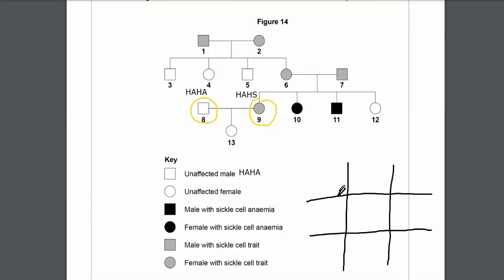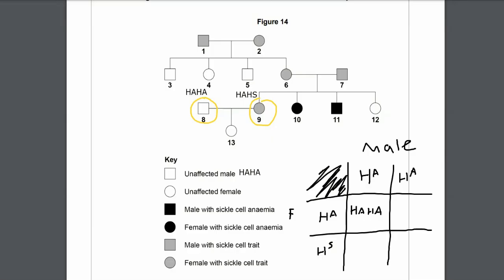I draw a Punnett square like this, noughts and crosses board, scribble out the first one, write male to identify the male. We've got HAHA. Now female, I can only fit an F on here, and we're going to do HAHS. And now determine the genotype, the combination of genes for the offspring. So the first one is HAHA. They are unaffected.